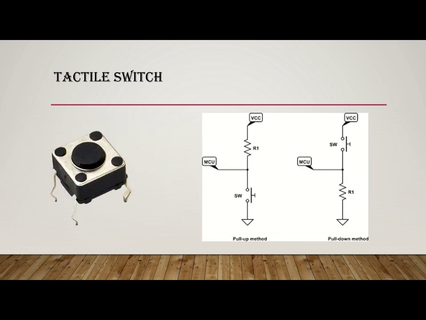Here you can see the tactile switch. It is a bouncing circuit. If you press it, it will activate, and sometimes it will be deactivated. There are two types of tactile switch: one is pull up and one is pull down. In pull up, if we press, it will be 0. If we do not press, it will be high. In pull down, if we press, it will be high. If we do not press, it will be 0.